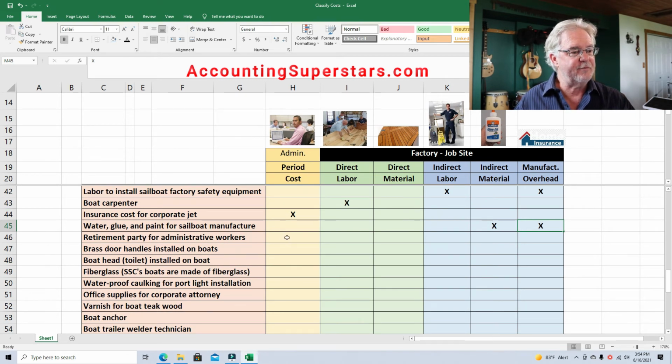Retirement party for administrative workers, that's a period cost. Brass door handles installed on boats. Now those can be kind of pricey, so we'll keep track of those and we'll call it direct materials.